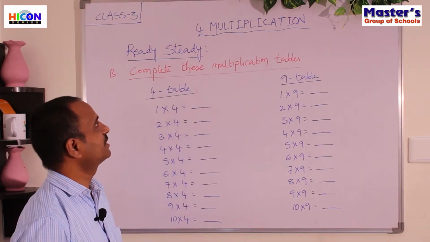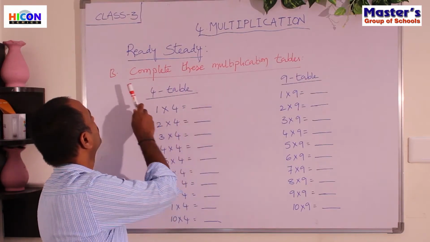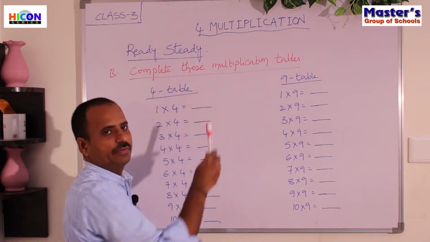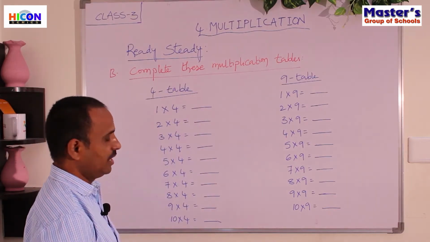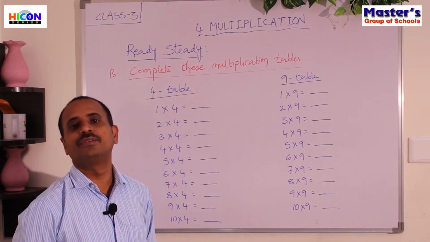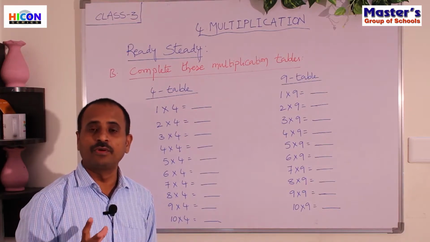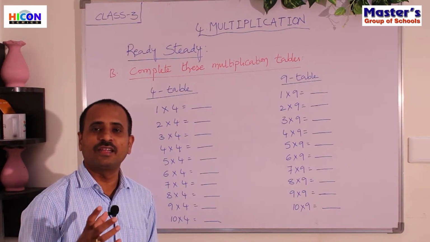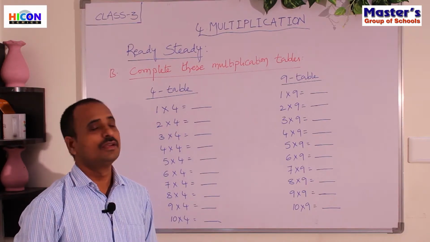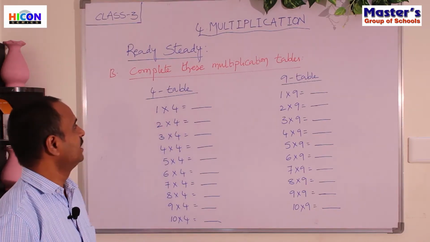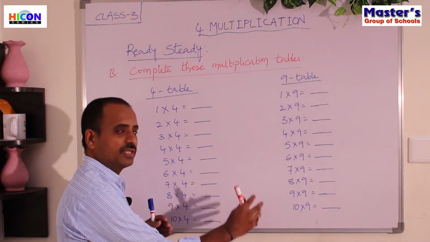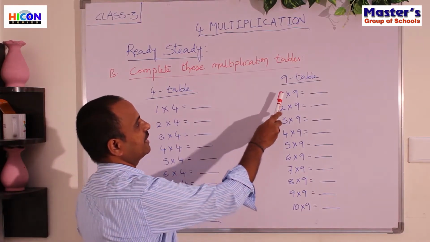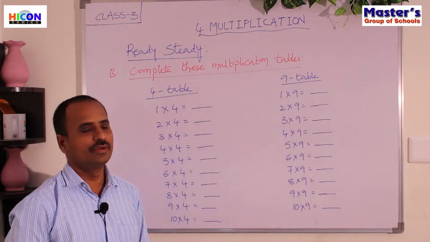Children, see the next section in the ready and steady part. So what is the next section? Complete these multiplication tables. So children, already you have learnt about tables. You have learnt up to 15 tables in third class. So the tables are nothing but multiplications. So see here. Here 2 tables are given. The first one is the 4th table and the second one is the 9th table.